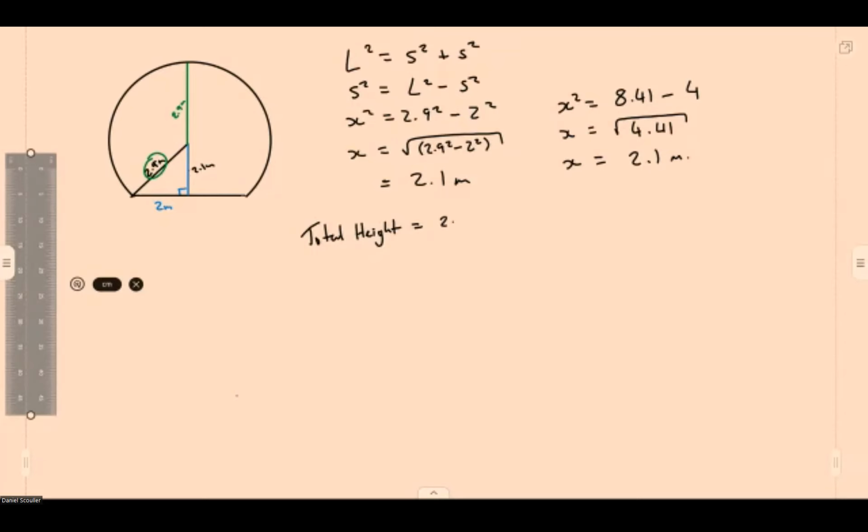Okay, so it's just 2.9 plus 2.1. Hopefully you get that in the exam. And 5 metres.